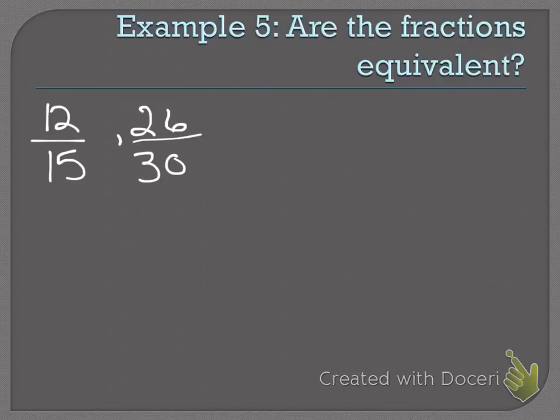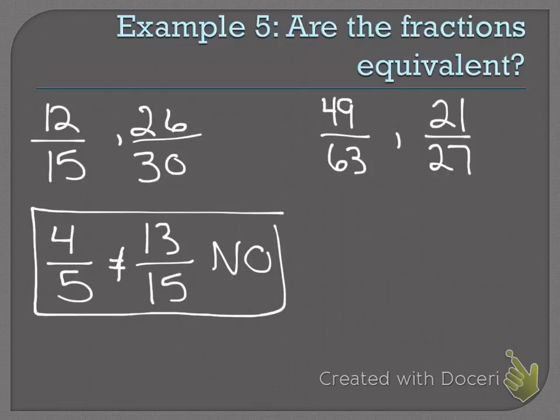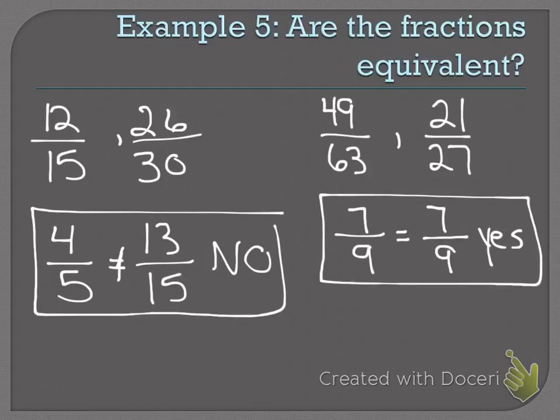Yes or no? What is 12/15ths reduced? 4/5. What about 26 over 30? 13/15. So is it equal? No. So just do the equal sign and line through it. No. All right, what about these two fractions? Reduce them and then tell me yes or no. All right, so when I reduce them both, what do I get? 7/9. So yes, they are equivalent. You've got a couple of these on your homework tonight.